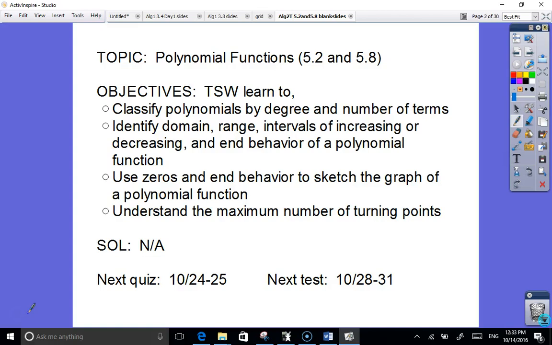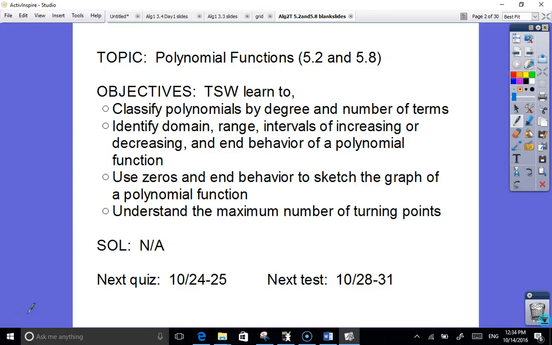Now, if you look at these objectives here: classifying polynomials by degree and number of terms, identify domain, range, intervals of increasing and decreasing, and end behavior of a polynomial. Use zeros and end behavior to sketch the graph of a polynomial function. Understand the maximum number of turning points.